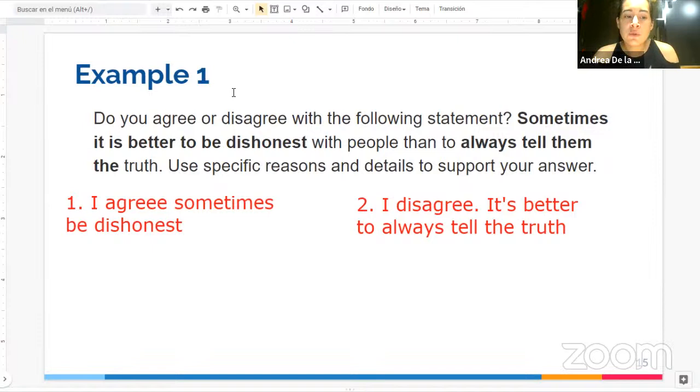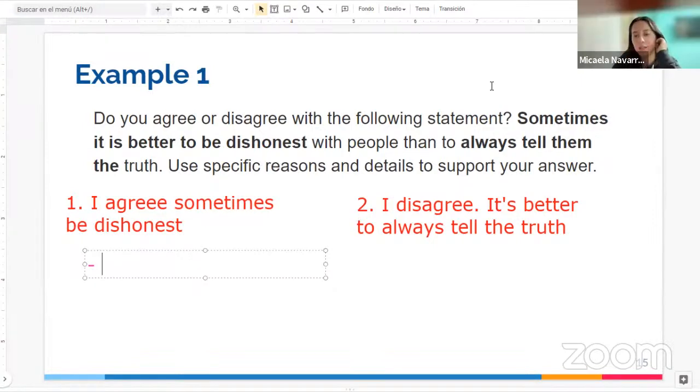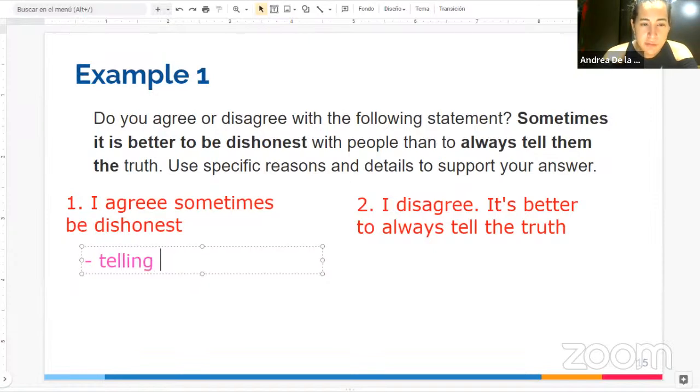Now, can we think of two reasons why it would be better to be dishonest sometimes? Can you guys give me one reason? What would be one reason? Because sometimes being honest, the truth could be hard on the other person. Telling the truth could hurt somebody else's feelings, right? Is that what you mean?